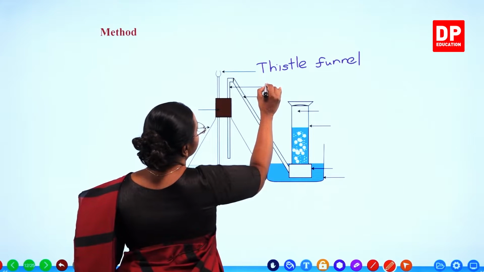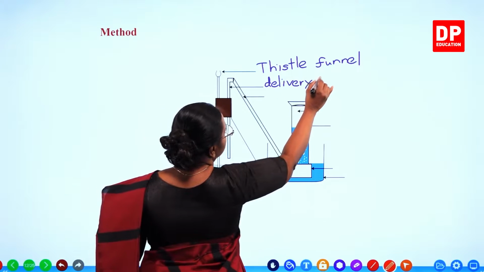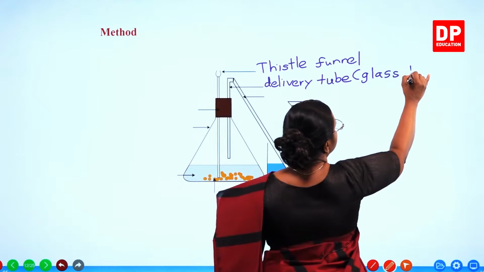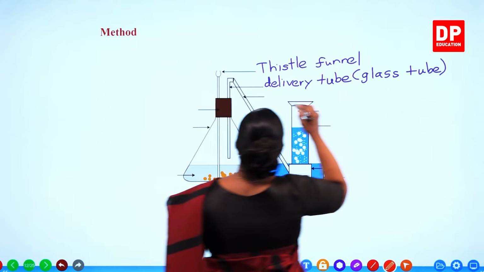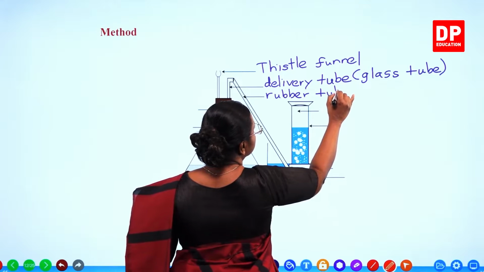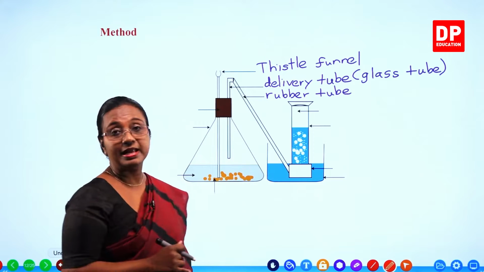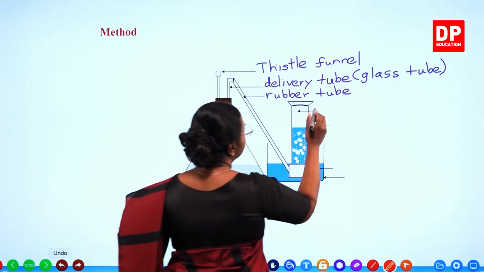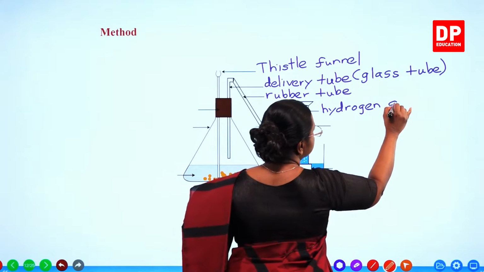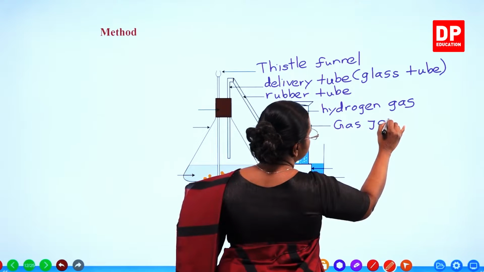Then here we have the delivery tube, or it is actually the glass tube. Then we have the rubber tube there. I will label everything and then explain the apparatus. Then here we have the hydrogen gas collected. We have the gas jar that is also needed.